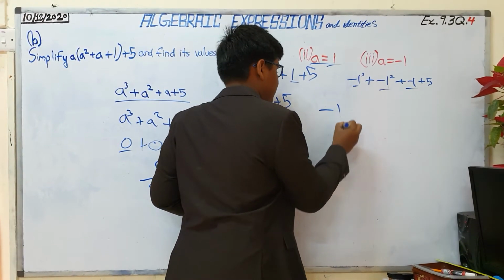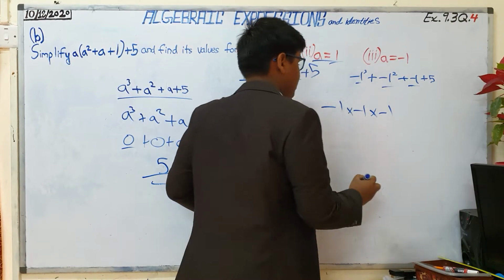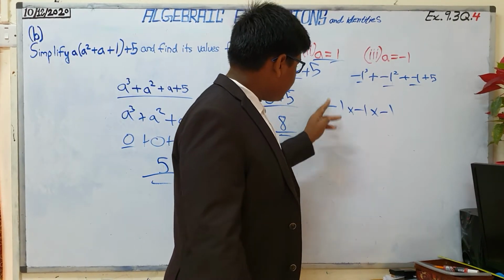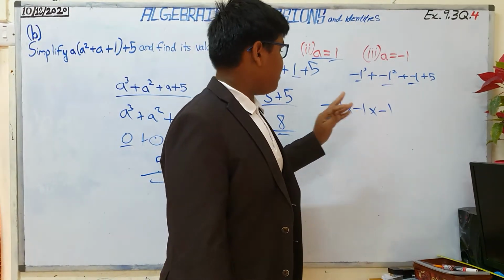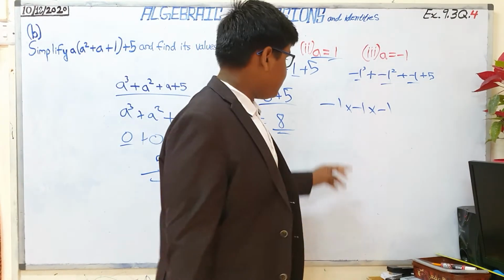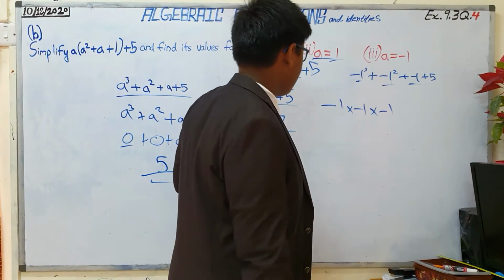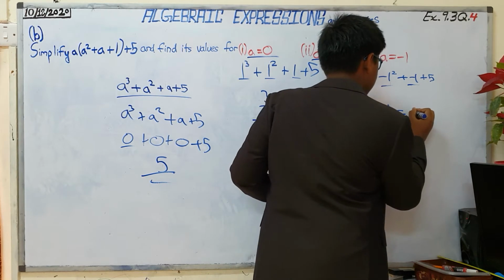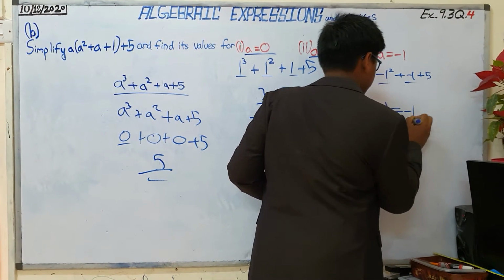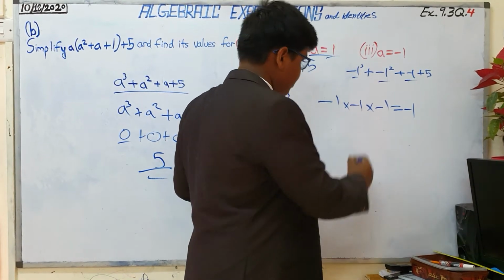So minus 1 into minus 1 into minus 1. Now here minus 1 into minus 1 equals plus, because minus and minus equals same sign, but here minus also equals same sign. So this is minus 1 plus minus 1. So this is negative 1.